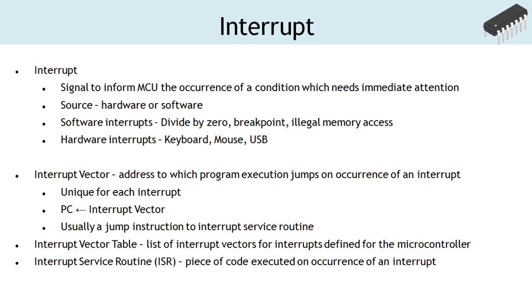Software interrupts are caused by some faulty program outcome. For example, divide by zero, as the name suggests, is generated when a program tries to divide a number by zero. Breakpoints during program debugging, illegal memory access are also examples of software interrupts. Some microcontrollers provide an instruction to generate a software interrupt. For example, the ARM processor provides the SWI instruction to generate a software interrupt.